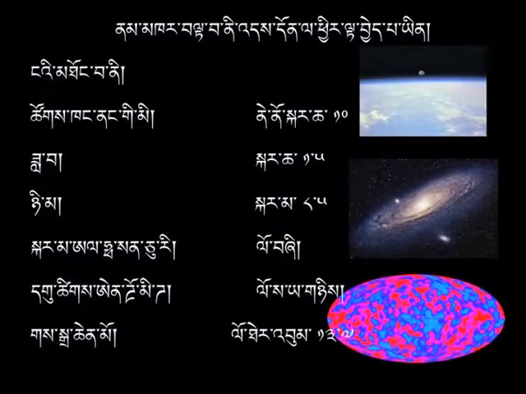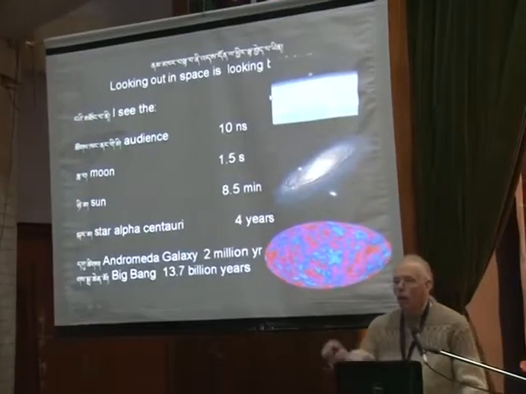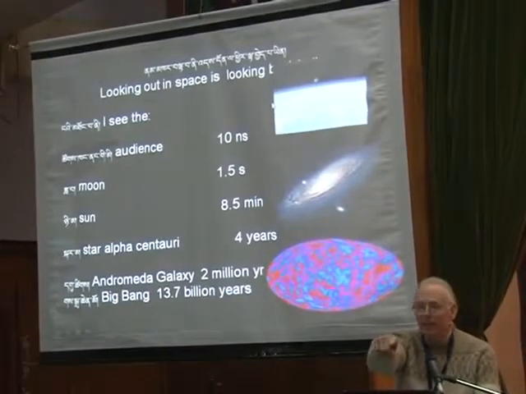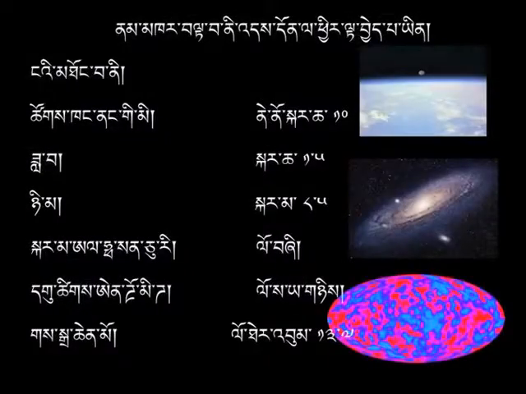Well, as we look out to the galaxy and beyond, there's an important rule of physics, and that is looking out in space is looking back in time. When I see you, it took 10 nanoseconds for the light to get to me from Geshe Nima. 10 nanoseconds. He could do anything in that 10 nanoseconds. That's 10 billionths of a second, a very short time indeed. But you can go out and look at the moon, and you see it where it was 1.5 seconds ago. You don't see the moon where it is, you see it where it was. And when you look at the sun, you see where the sun was 8.5 minutes ago. It's moved. The light takes time to get to you.